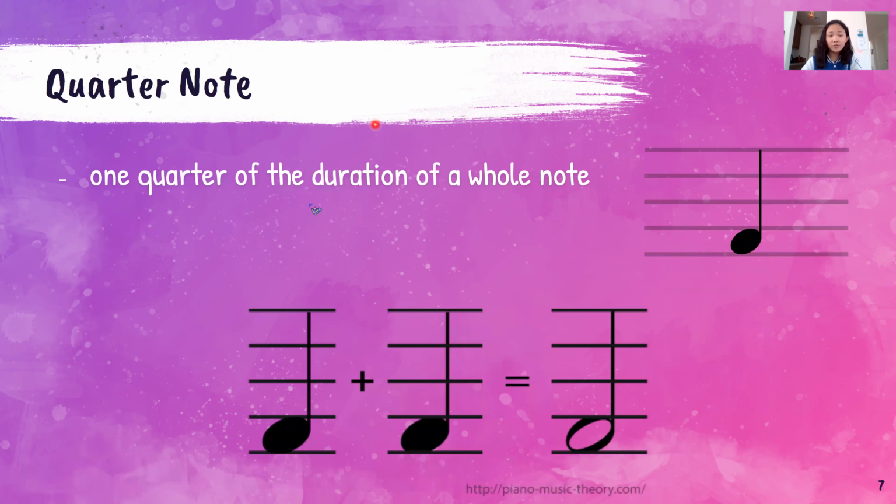Next we have the quarter note. The quarter note is 1/4 of the duration of a whole note. So if a whole note is 4 beats, then the quarter note will be 1/4 that. 4 divided by 4 is 1. So the quarter note will typically be 1 beat. There's a quarter note right here. As you can see, 2 quarter notes make up 1/2 note.